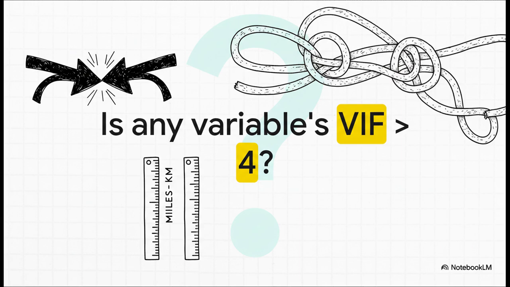Next up, we check for a condition called multicollinearity. Sounds complicated, but it's not. This is just where your input variables are redundant. They're essentially fighting each other, which makes the model unstable. A classic example would be including both distance in miles and distance in kilometers in the same model. To catch this, we use a metric called the variance inflation factor, or VIF for short.